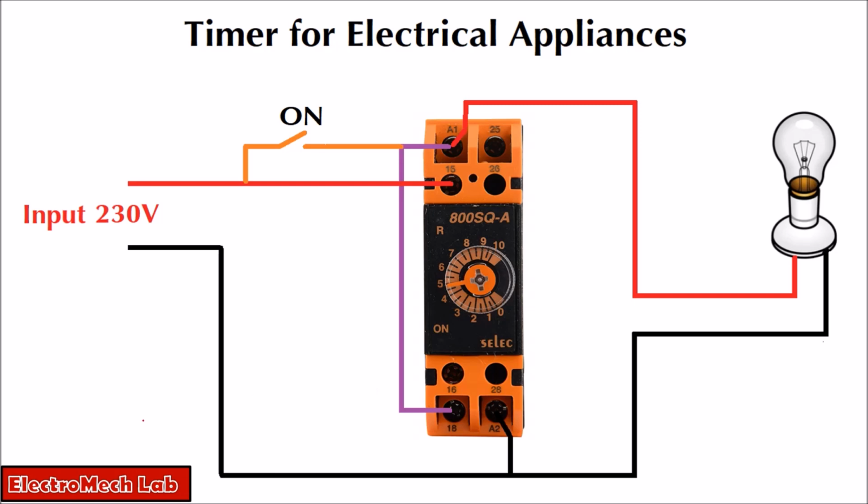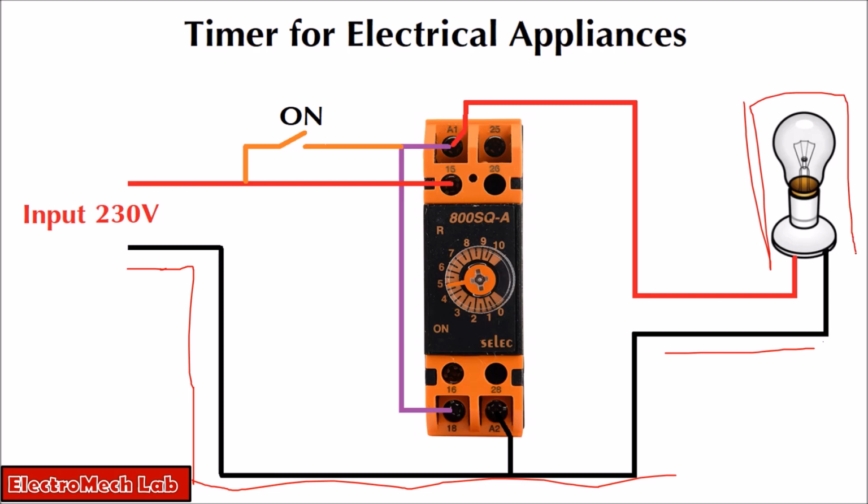You see this black wire, for reference just consider it as neutral. This neutral is coming to A2 directly, there is no switch, and this itself is going to the load. In our case, for demonstration, I am using a bulb. So this neutral wire is going directly to the load.